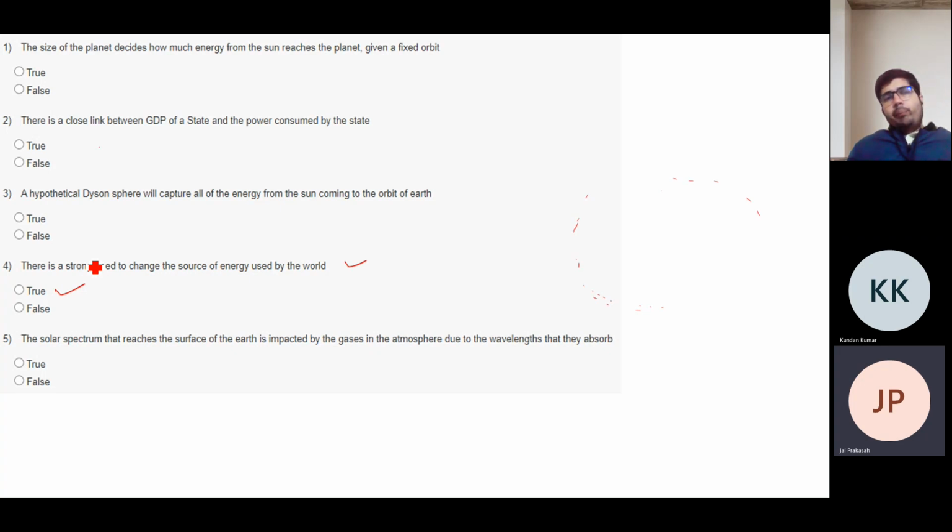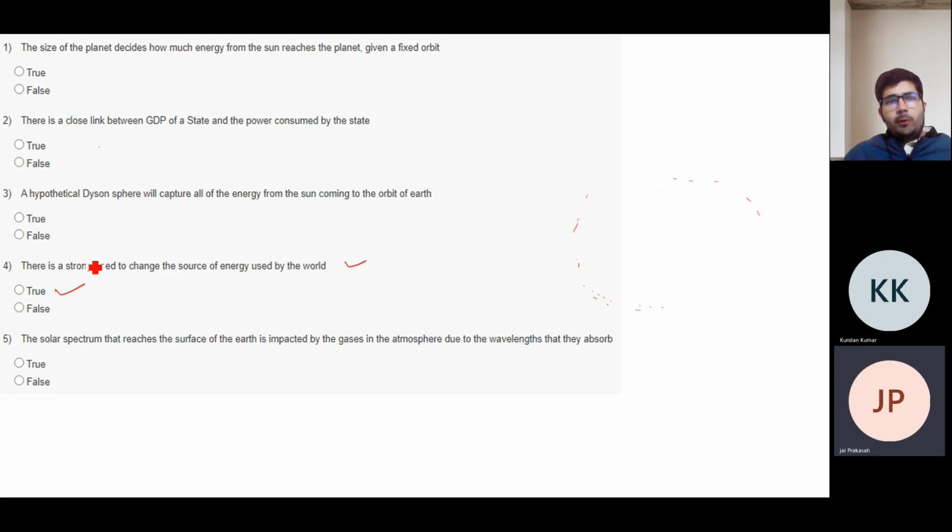So what is the best possible way to change the source of energy? Anyone want to discuss? What are different possible ways? In today's class also we have discussed that the annual energy consumption by the world, the sun is giving in only 1 hour. So we are receiving the total annual consumption of energy in just 1 hour.